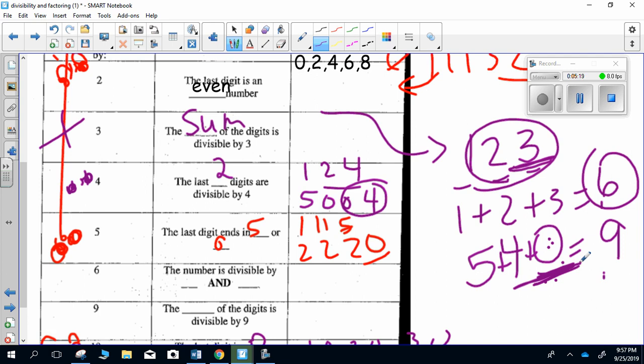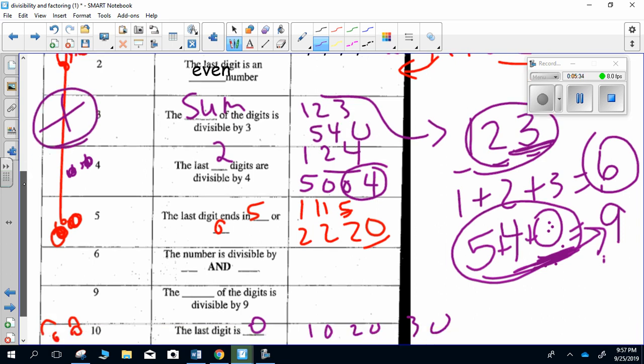So the sum of the digits, we add the numbers together to see if they are divisible by 3, and if they are, then the whole number is divisible by 3. We'll write the numbers 123 here and 540 here as our examples. So that's an adding rule. We add to find that.